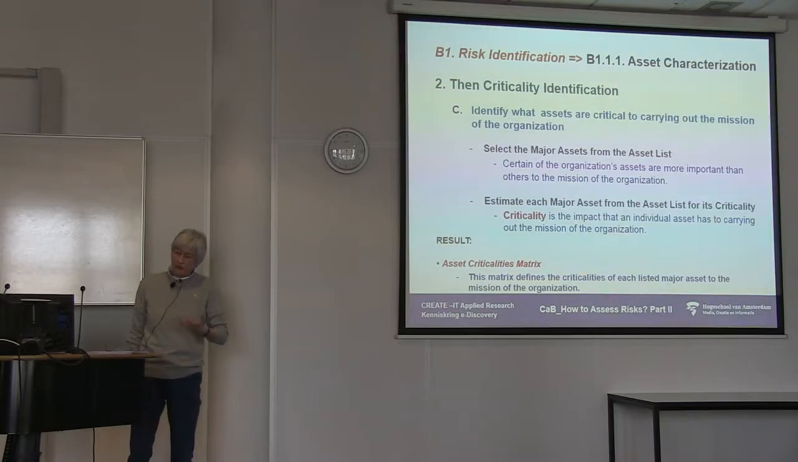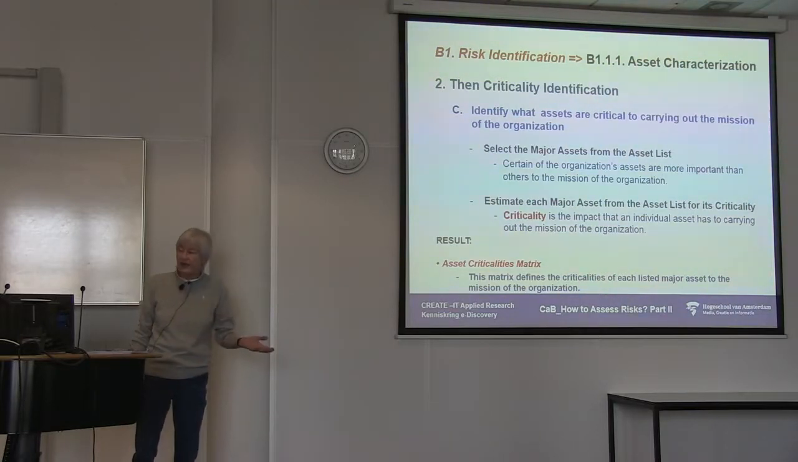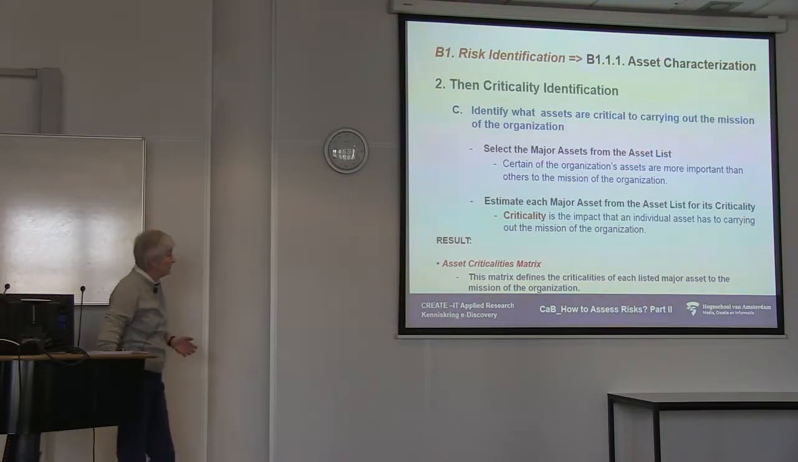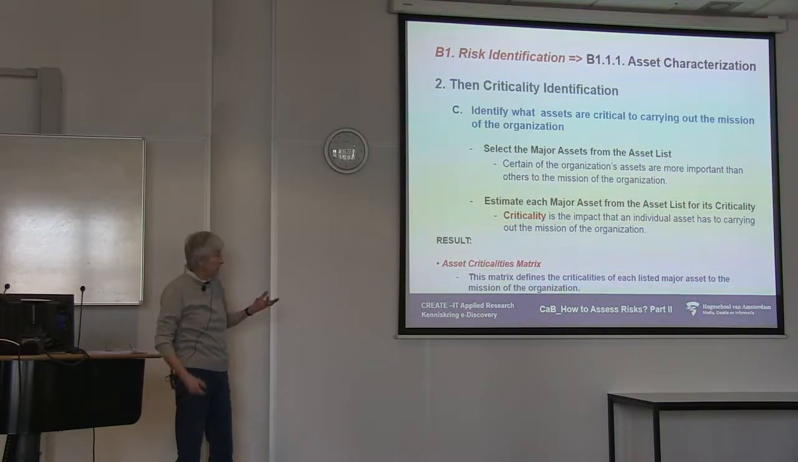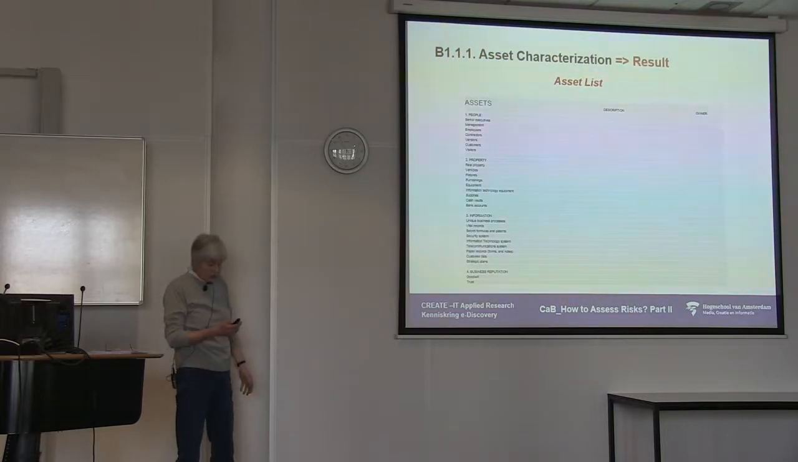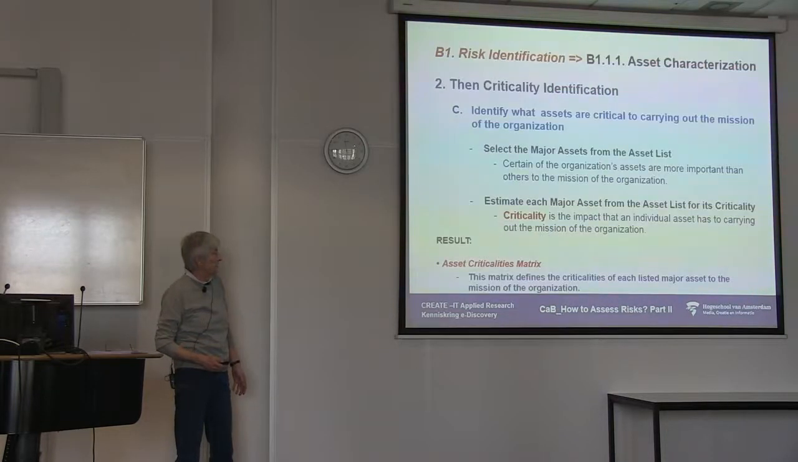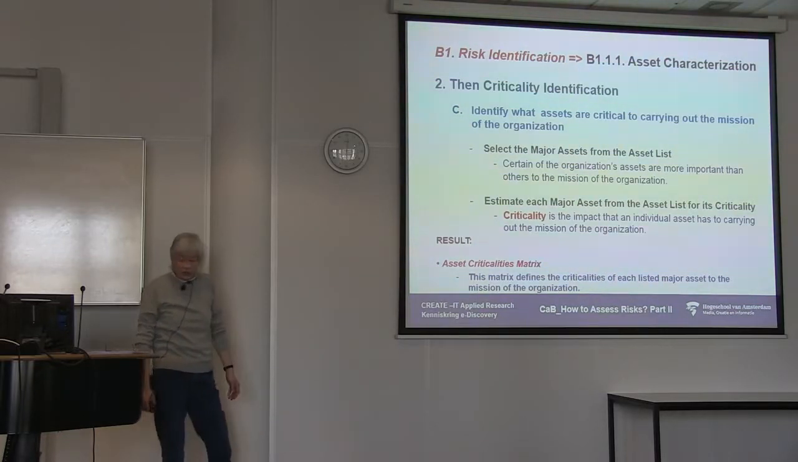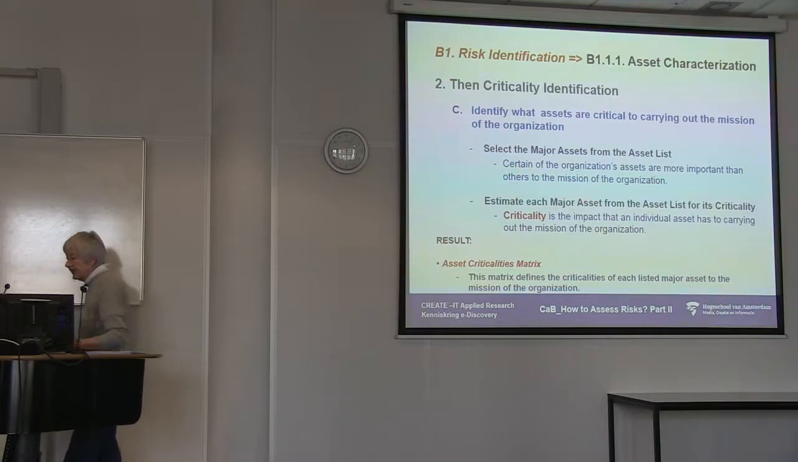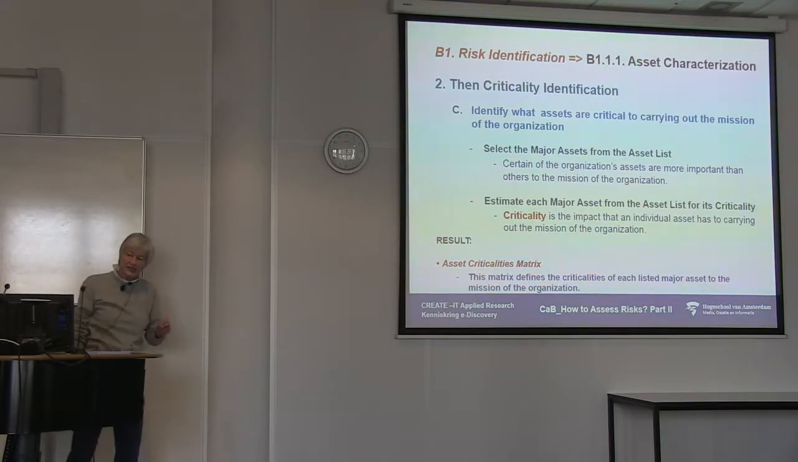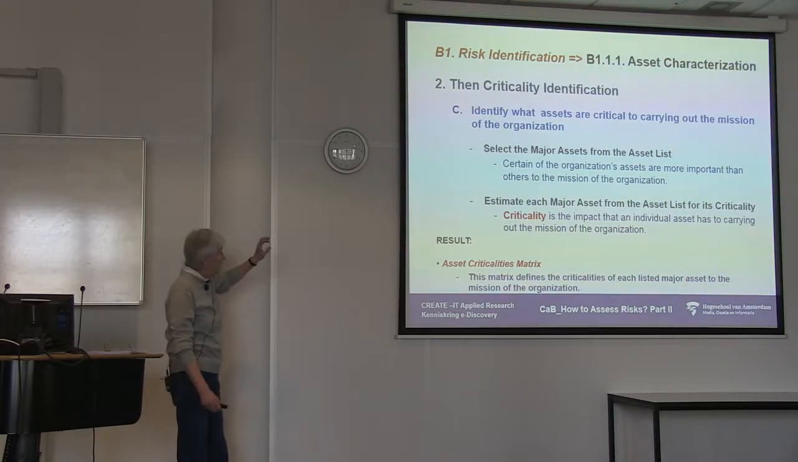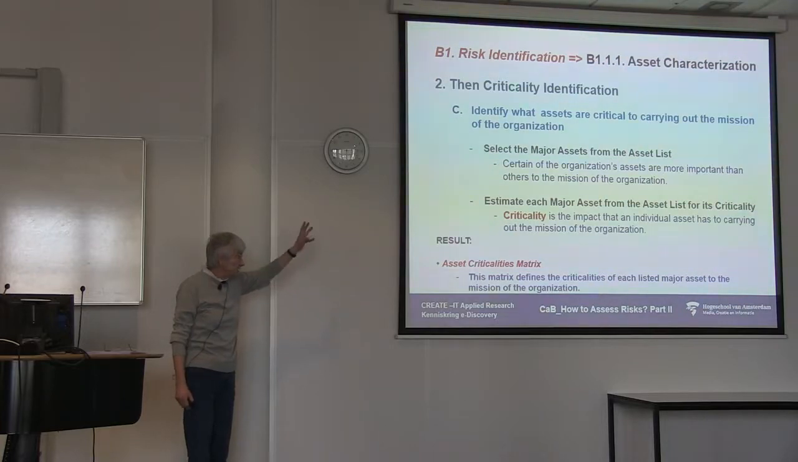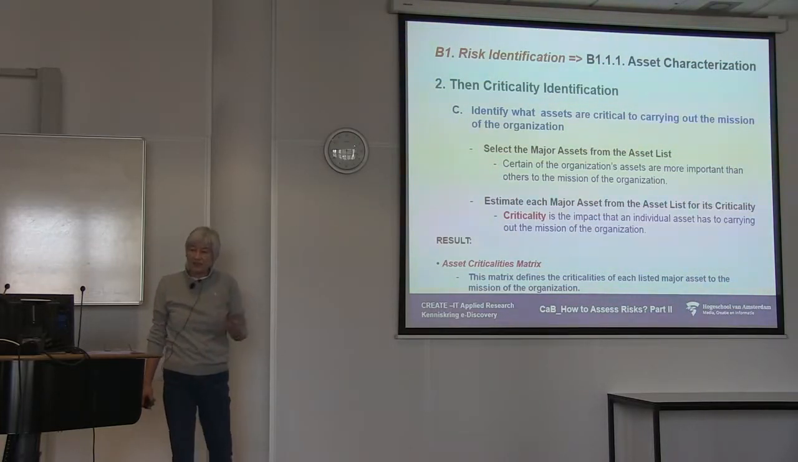making your asset list, you skip the paper clips and the paper. You try to find only the major assets, otherwise it would be pages long. So your asset list, and especially the one I showed you, should only contain the major assets. We are going to pinpoint the criticality. How critical is a major asset for achieving the mission of the organization? What we need at the end, after this step, is what we call the asset criticalities matrix.